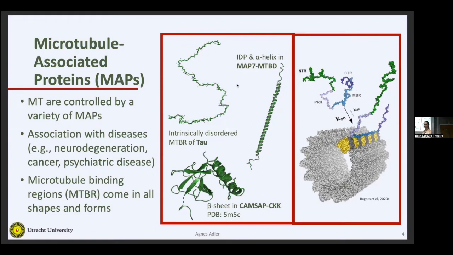So here in the middle, you see the MAPs with which I'm working. And basically they're microtubule binding domains. And what is also quite common for MAPs is that they have larger intrinsically disordered regions.